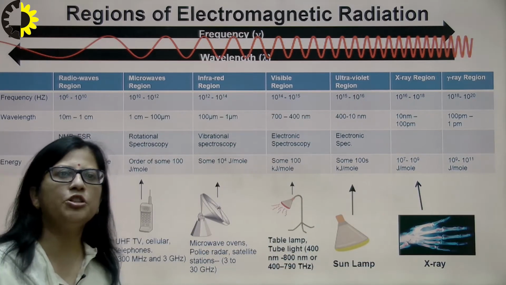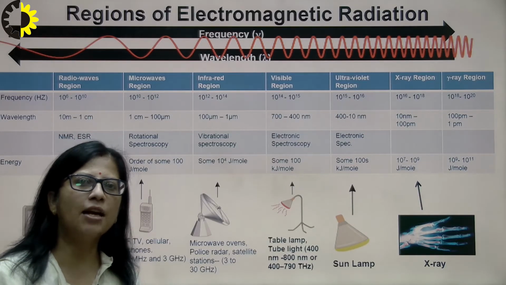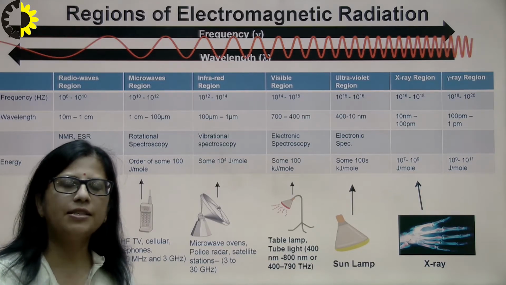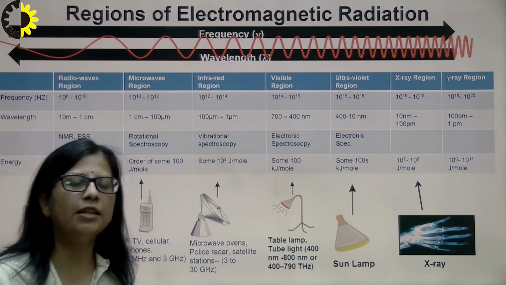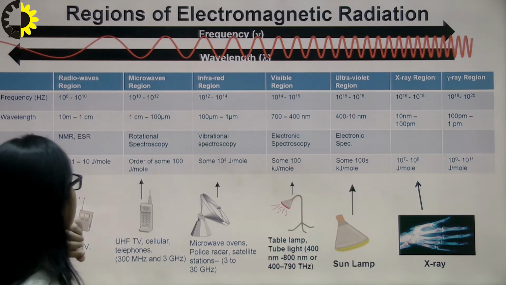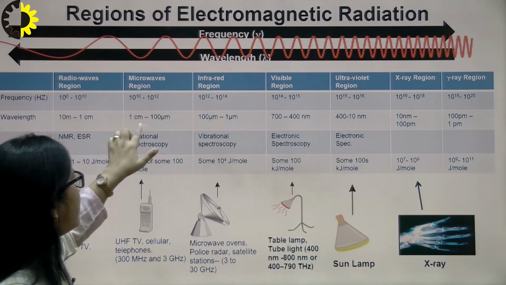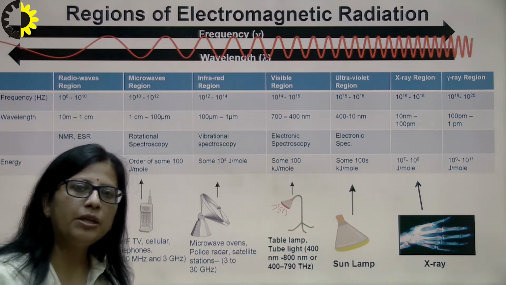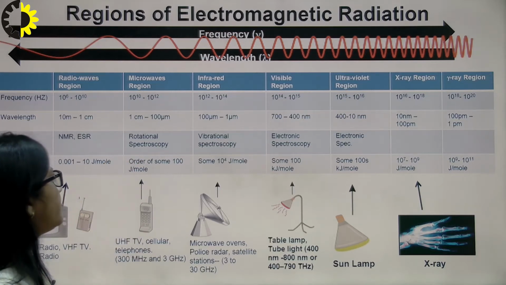If we see the different regions of electromagnetic radiation, it starts from gamma rays, high frequency, up to the radio waves. If I see where my rotational spectrum will be observed, it is going to be observed in the microwave region. Here you can see the microwave region, and the wavelength in the microwave region is from 1 centimeter to 100 millimicron. Up to this wavelength, we can study the rotational spectra, or we will observe rotational spectroscopy.